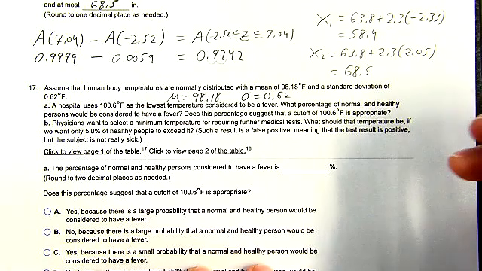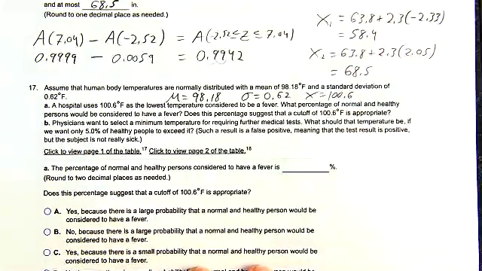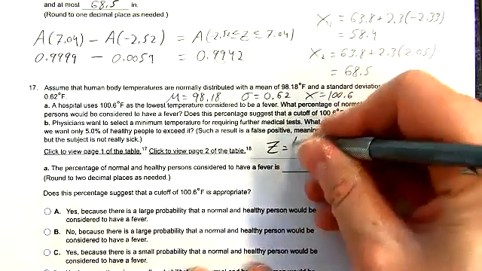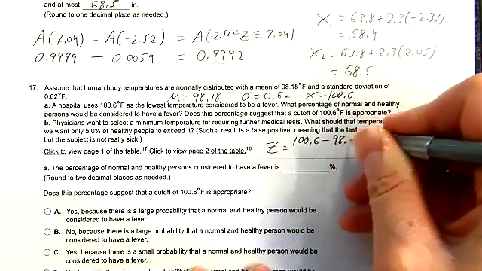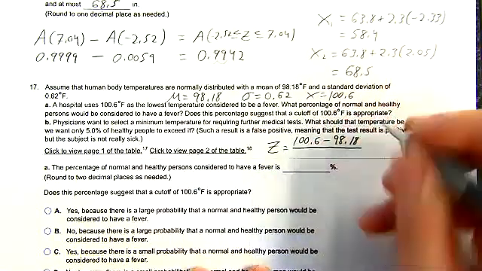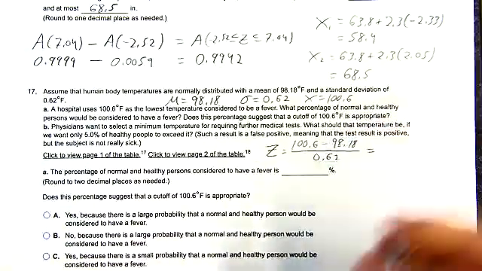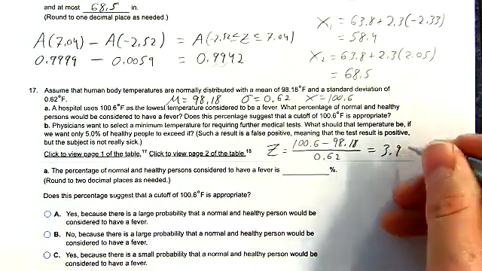So the first thing we'll do is calculate. X in this problem is 100.6. So let's immediately convert that to a z-score. It'd be this X value, 100.6, minus the mu value, 98.18, divided by sigma, which is 0.62. And if you do that, you should get a z value of 3.90.